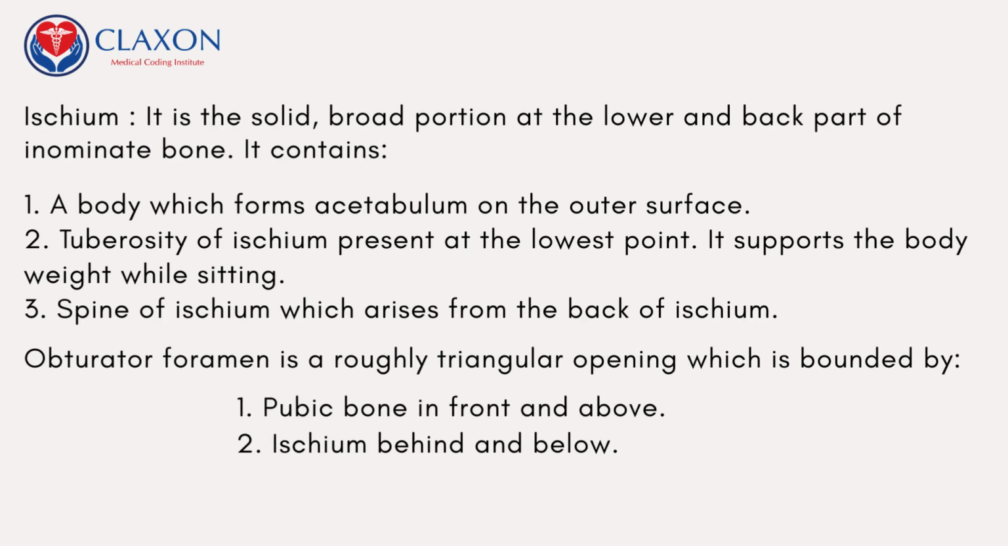Ischium, it is the solid, broad portion at the lower and back part of innominate bone. It contains 1. A body which forms acetabulum on the outer surface. 2. Tuberosity of ischium present at the lowest point. It supports the body weight while sitting. 3. Spine of ischium, which arises from the back of ischium. Obturator foramen is a roughly triangular opening which is bounded by 1. Pubic bone in front and above. 2. Ischium behind and below.